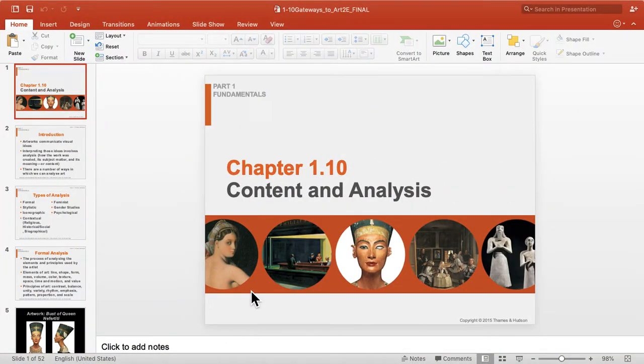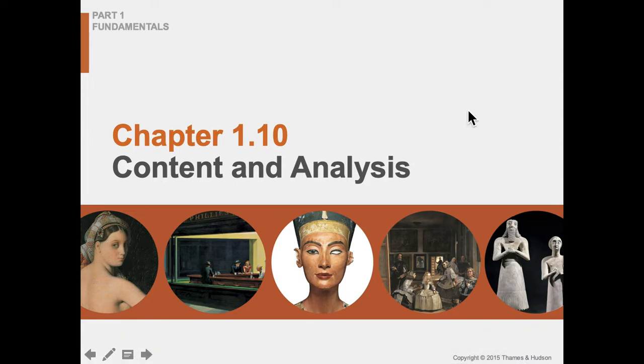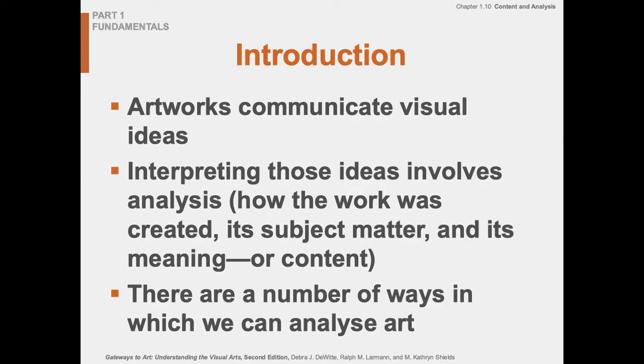Chapter 1.10, Content and Analysis. So we're going to get into the different types of analyzing artworks. And so far, chapter 1 through 1.1 through 1.9, we've used the elements and principles, and that is formal analysis. It's also called visual analysis, but same thing. So when you're interpreting the works, how it's made, that is formal analysis.